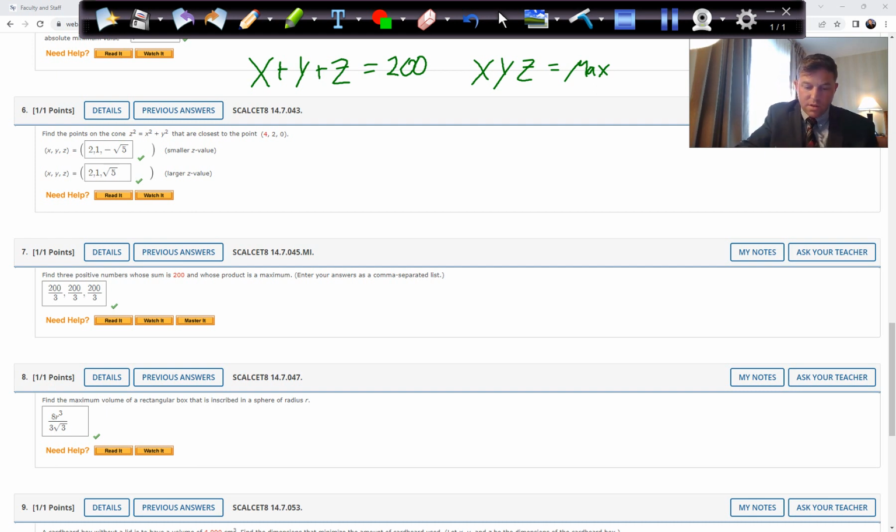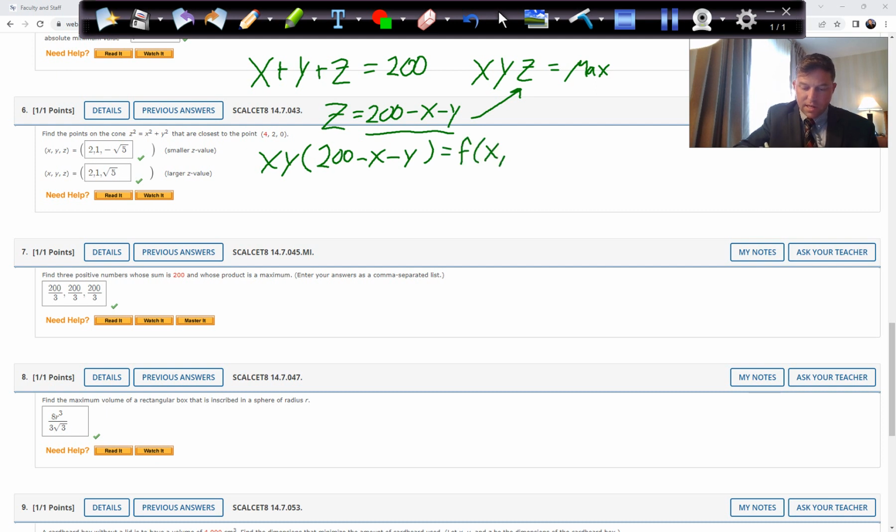Okay, so like I said before, one of the first things you want to do is get rid of z. So we're going to use the first equation to solve for z. So we would just subtract x and y from both sides and get z. Now we're going to plug that in for this z right here in the maximum equation. So this is going to be x times y times the quantity, 200 minus x minus y, and that is the function that relies only on x and y that we want to maximize. Okay, so we'll distribute. We'll get 200xy minus x squared y minus xy squared, and that is our f(x,y).